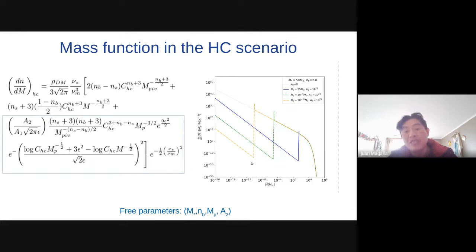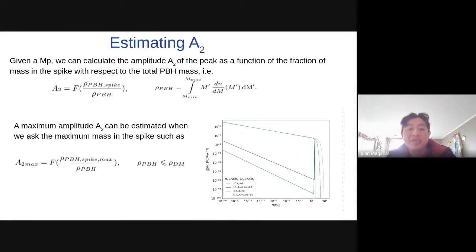For different positions of the peak, I will get different fractions of mass inside the spikes and different values for the amplitude A2. For example, I performed this procedure for the horizon crossing and fixed conformal time scenarios. For this value of the characteristic mass, 50 solar masses, I consider the blue index equal to 3.5 for the horizon crossing and 2 for the fixed conformal time.